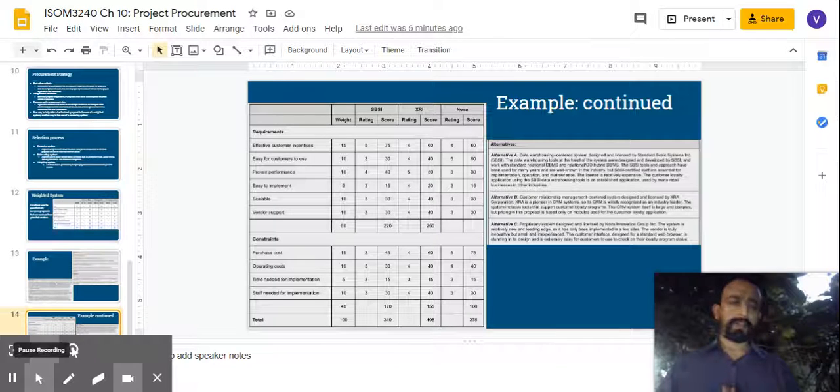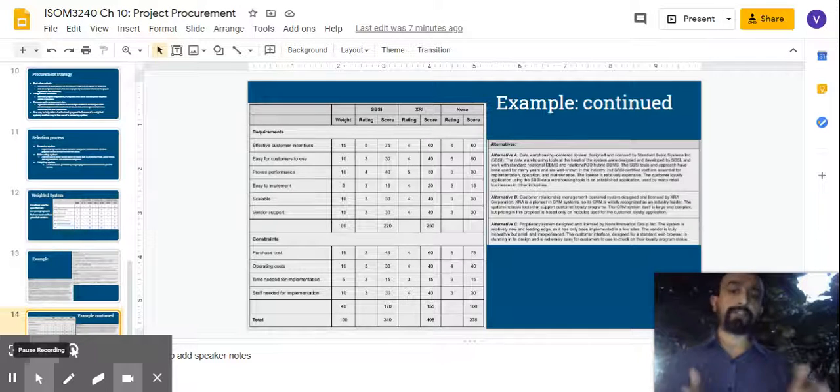Again, your names are going to be different. So our most important requirement was effective customer incentives. So let's say we weighted this 15, and all the other requirements we weighted less. Now these are in multiples of 5 and 10, but you don't have to do it that way. The constraint, similarly, the most important constraint, let's say, was purchase cost. So we rate this the highest, so the weight is 15, and the other constraints are weighted less.